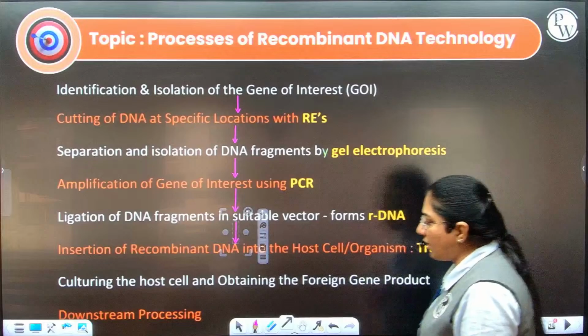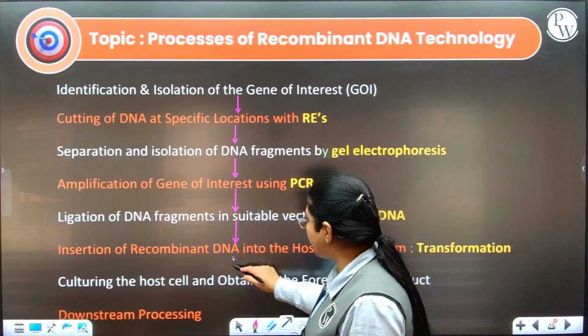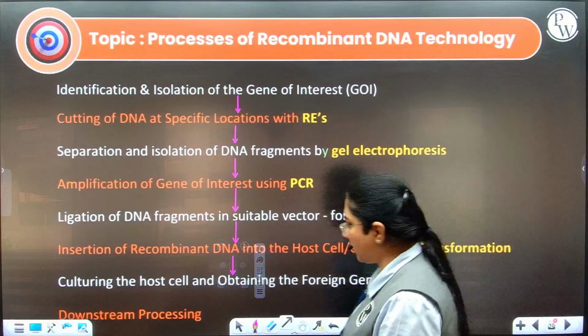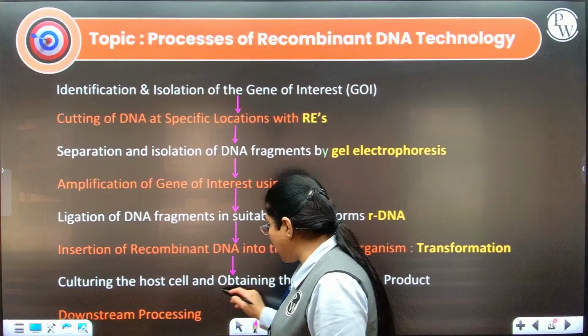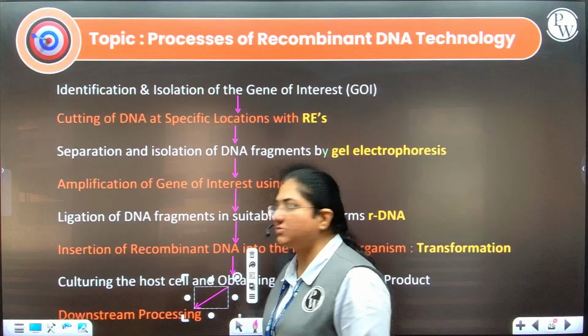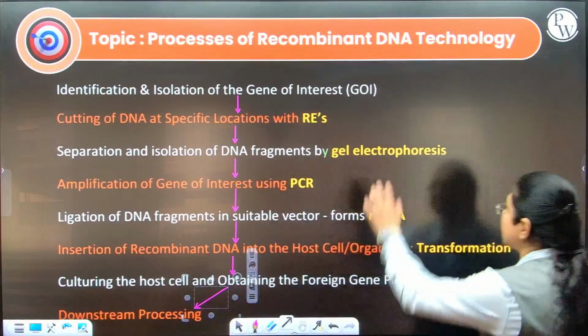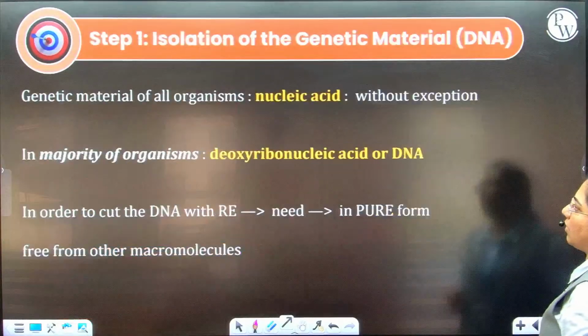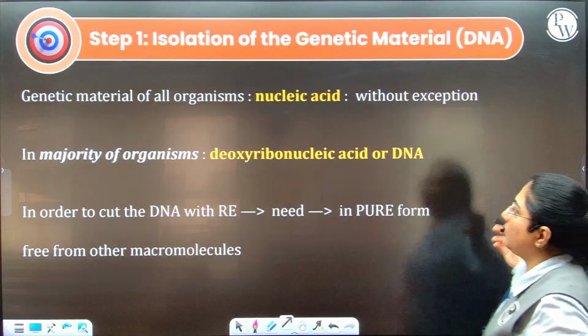vectors, and forming recombinant DNA, insertion of recombinant DNA into the host cell of the organism, that is transformation, as I explained to you, and then we have downstream processing, and this downstream processing helps us in mass production. So let us see a few of the important topics here, such as how do we isolate and obtain the gene of interest.